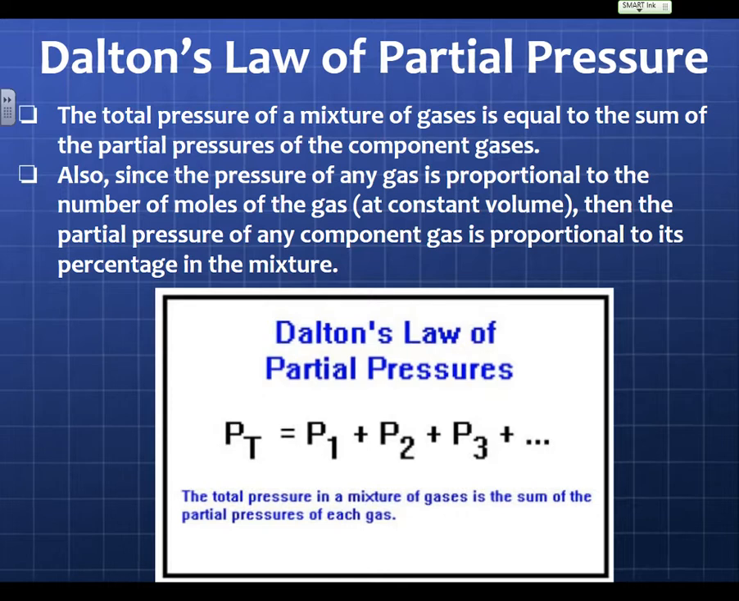Another thing that we can do, if we know the number of moles, is take the number of moles of each gas in the container, divide that by the total number of moles in the container, which gives us a percentage, and then again, we can use that percentage to help us calculate the pressure of each gas in the container if we know the total pressure in the container.